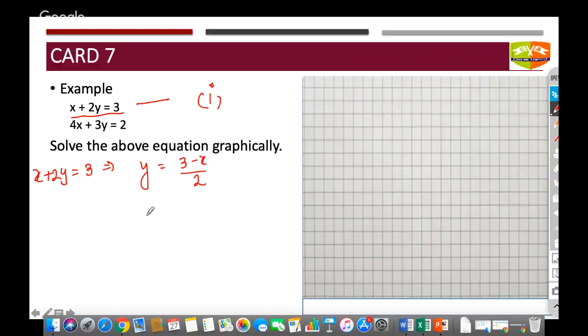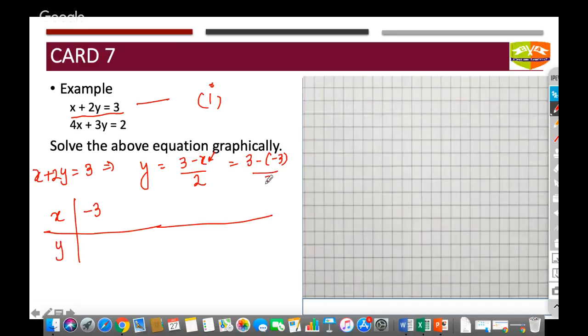So what I'll do is, I'll take a few values of x and find out the corresponding values of y. I'll take x in such a manner that I don't get any decimal points here. So I start with a negative value. I take x is equal to minus 3. When I take x is equal to minus 3, it gives me 3 minus minus 3 by 2, which is 6 by 2. So y comes out to be 3. I take x is equal to minus 1. If I take x is equal to minus 1, this will give me 2 here. If I take x is equal to 1, this will give me 1 here. And if I take x is equal to 3, this will give me 0 here.